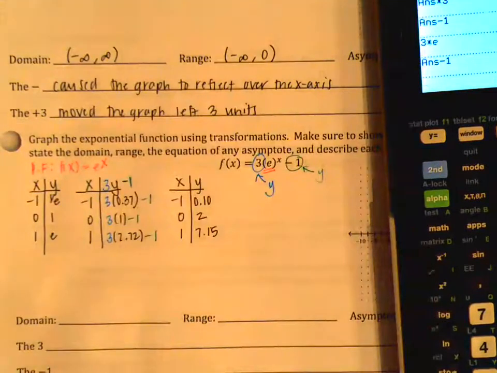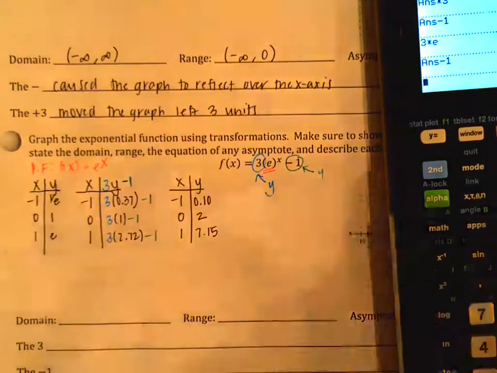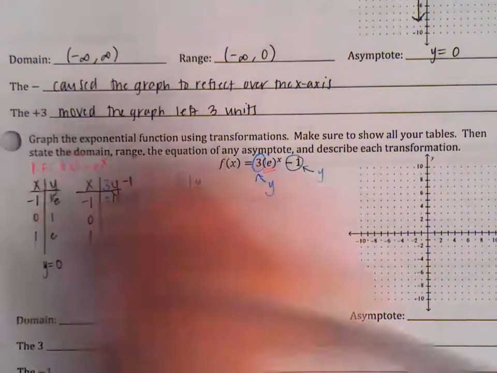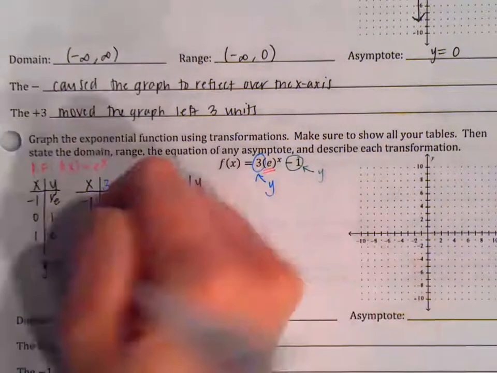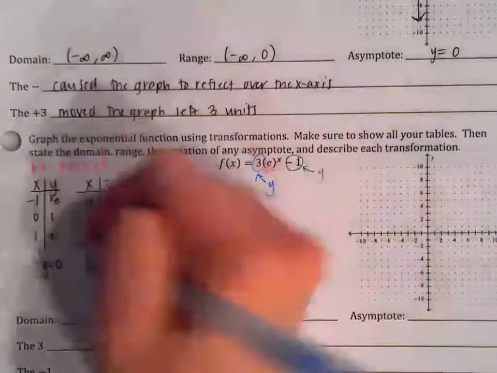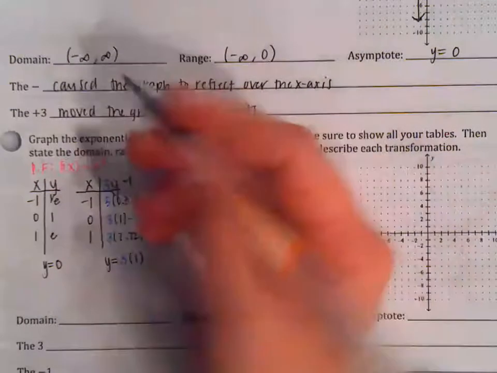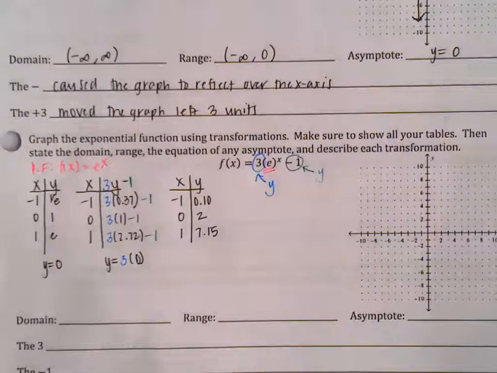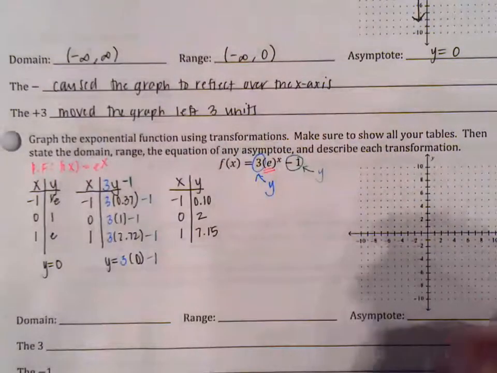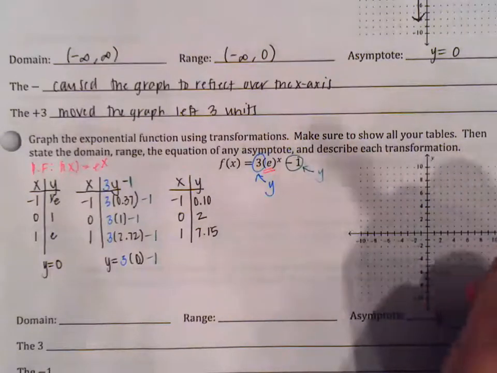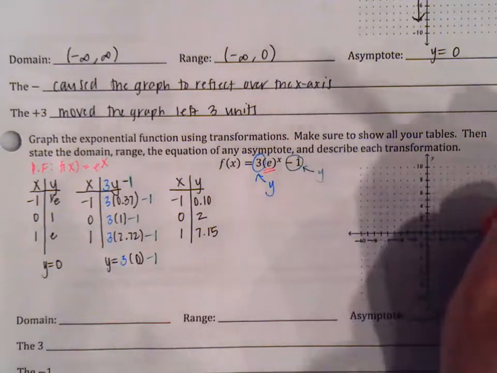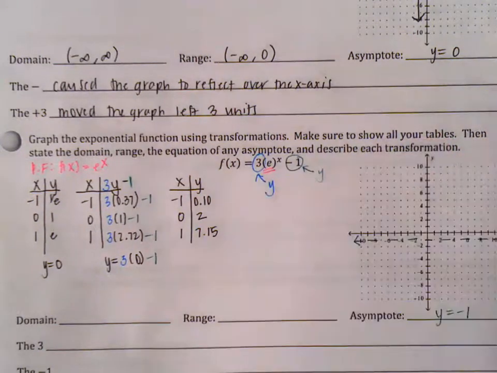Now, again, before I graph this, the first thing I'm going to do is figure out what my asymptote is. So my asymptote, remember, for any parent function of an exponential is y equals 0. So again, I look to see how did my y values change. Well, they were multiplied by 3, and that is a 0, even though it looks like a 1. And then we are subtracted by 1. Well, 3 times 0 is 0, and then 0 minus 1 is -1. So my horizontal asymptote is at y equals -1.